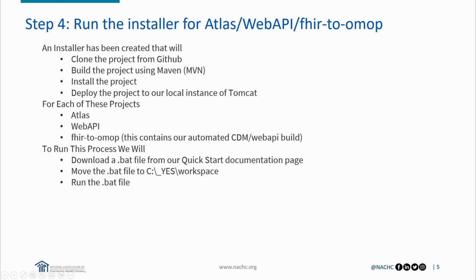This batch file is going to clone each of the Atlas, Web API and fhir-to-omop projects from GitHub. It's going to build the project using Maven, install the project using Maven, and then deploy Web API and Atlas to Tomcat. At that point, both of those applications will be ready to run, except there's no underlying database, and so we'll create the CDM and Web API databases using the automated process in the fhir-to-omop project in the next step.